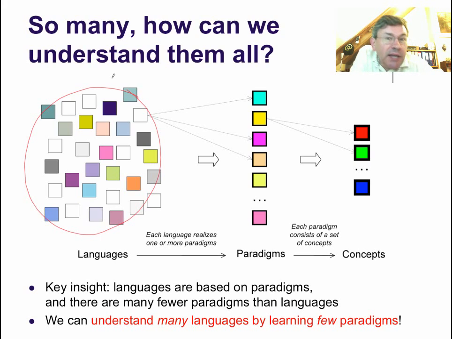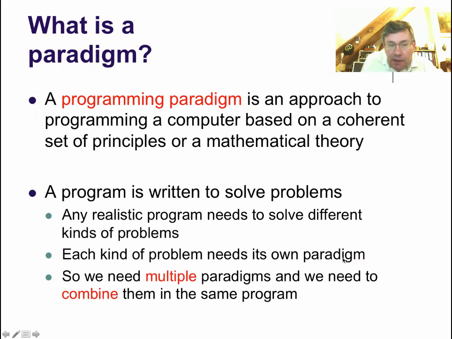The key insight of this course is that languages are based on what we call paradigms. And there are many fewer paradigms than languages. So in order to understand hundreds of languages, we don't have to understand so many paradigms, a much smaller number. In fact, each paradigm consists of a set of concepts. So even two paradigms that might seem very different might have concepts in common. We have a small set of paradigms and an even smaller set of concepts. That's the key insight.